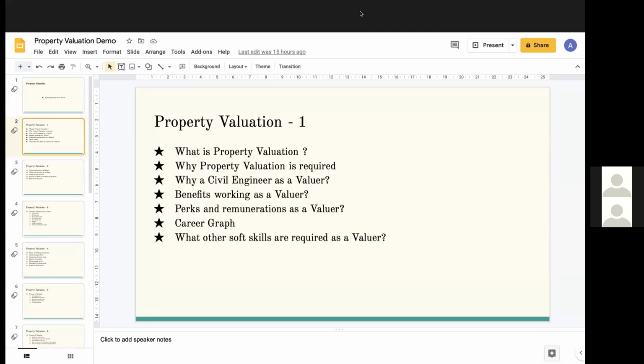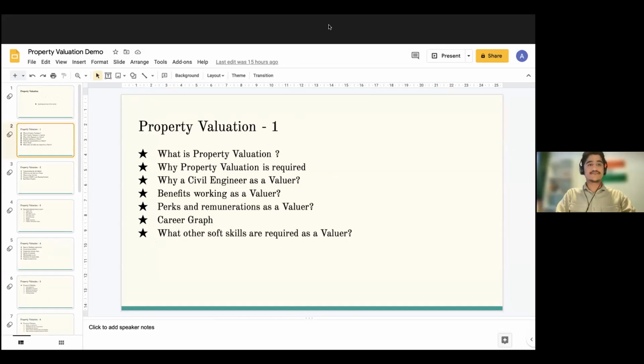Then what are the other soft skills which are required of you as a valuer? In every job there is a certain requirement of some skills. When you work, you need some technical skills, and apart from that, it depends on which kind of job you are in. That makes you learn some soft skills, which I will also introduce in this day's session.